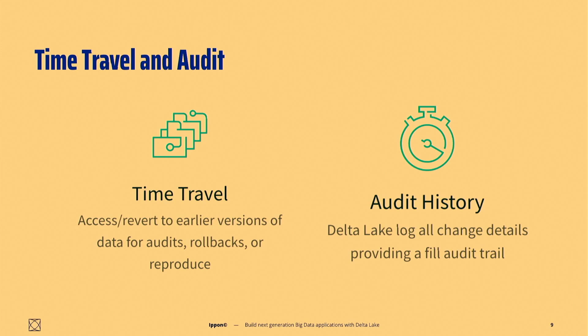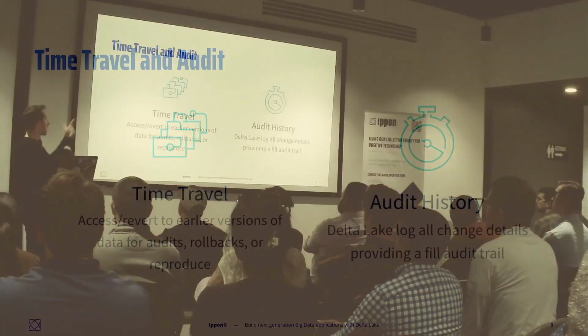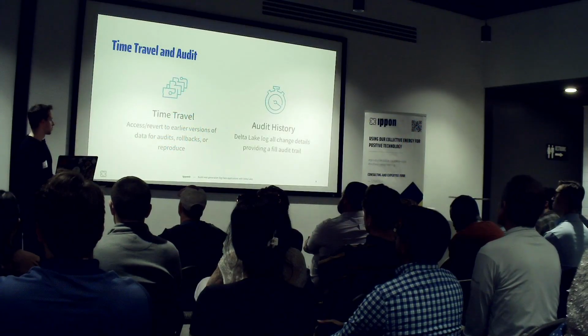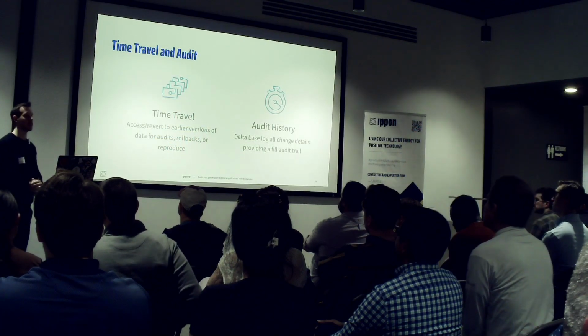And then, of course, the other feature that is linked to the transaction log is the audit history. You're just going to be able to find all the changes that were done to the table and get an idea of what happened to the table. And then with all those versions, you're going to be able to go back with time travel. But again, I'm going to show that in the demo, so that way it'll be more clear.